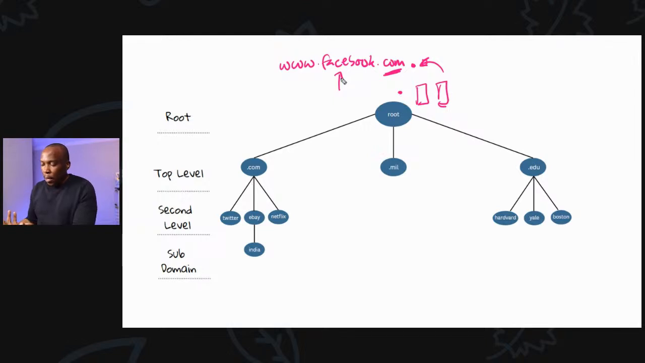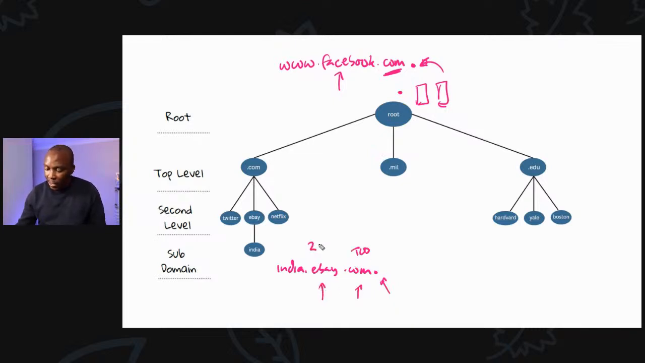So in our case, let's take, for example, India.ebay.com. And then we've got this dot, right? So this dot signifies the root. .com is the top level domain. eBay is the second level domain. And then India is the subdomain. This is the hierarchy that DNS uses to maintain records.